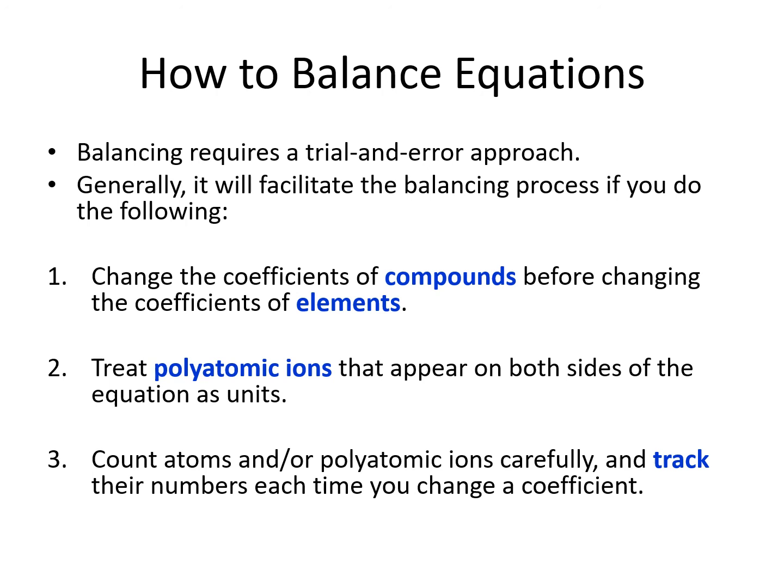Our second guideline is that if we have polyatomic ions in our equation that appear on both sides, then we're going to treat them as a single unit when we keep track of how many of each we have on each side of the equation. The third guideline is that we're going to keep careful track of numbers of each element or polyatomic ion as we put in new coefficients. When those coefficients get put in, it changes the number of atoms of each element type in the compound that they're in front of. We're going to keep very careful track of our counting because it is easy to miss something and make a mistake.